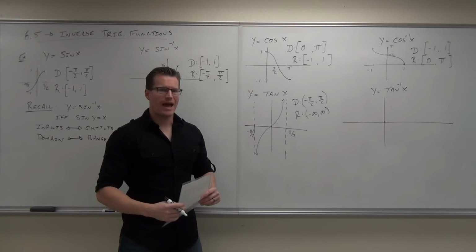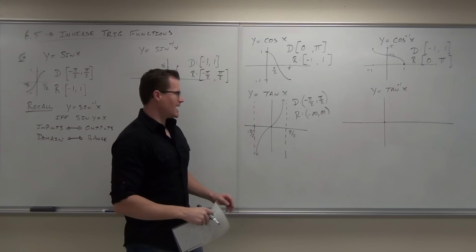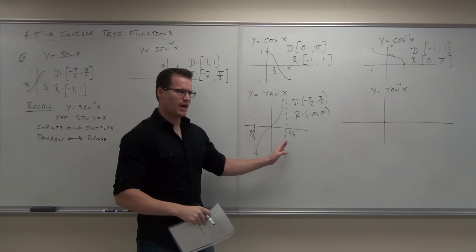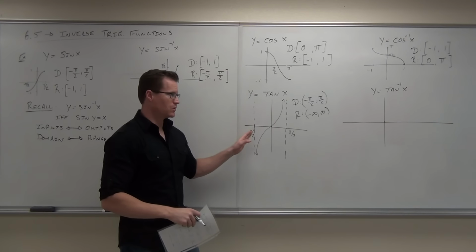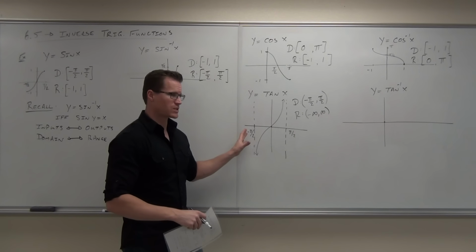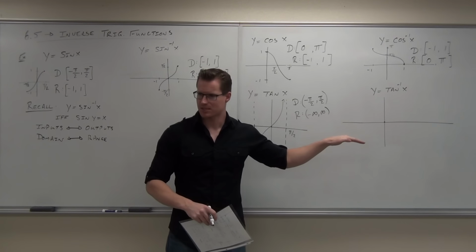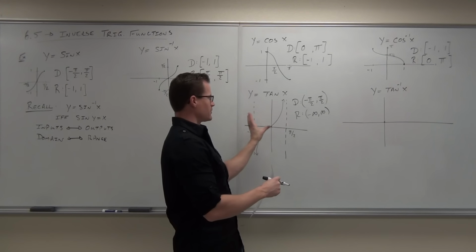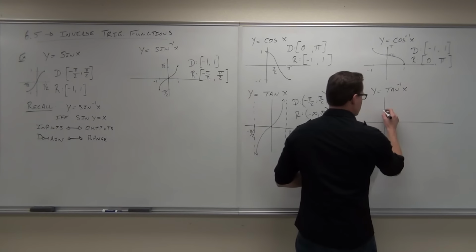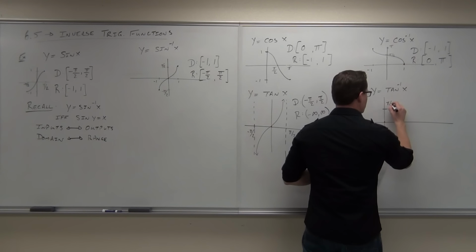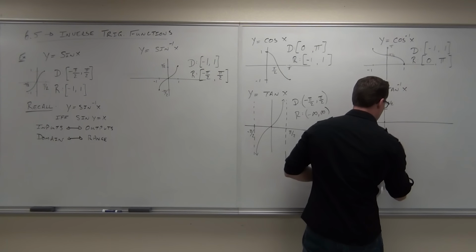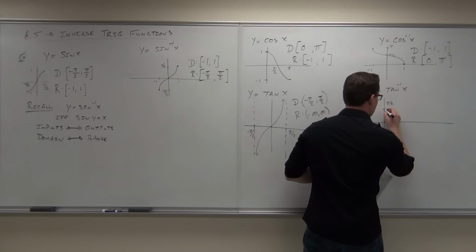If I have asymptotes at x equals pi over 2 and x equals negative pi over 2, on the inverse I'm going to have asymptotes at y equals pi over 2 and y equals negative pi over 2. Does that make sense to you? So this graph is going to be reflected. That includes our asymptotes. So here's pi over 2, negative pi over 2.